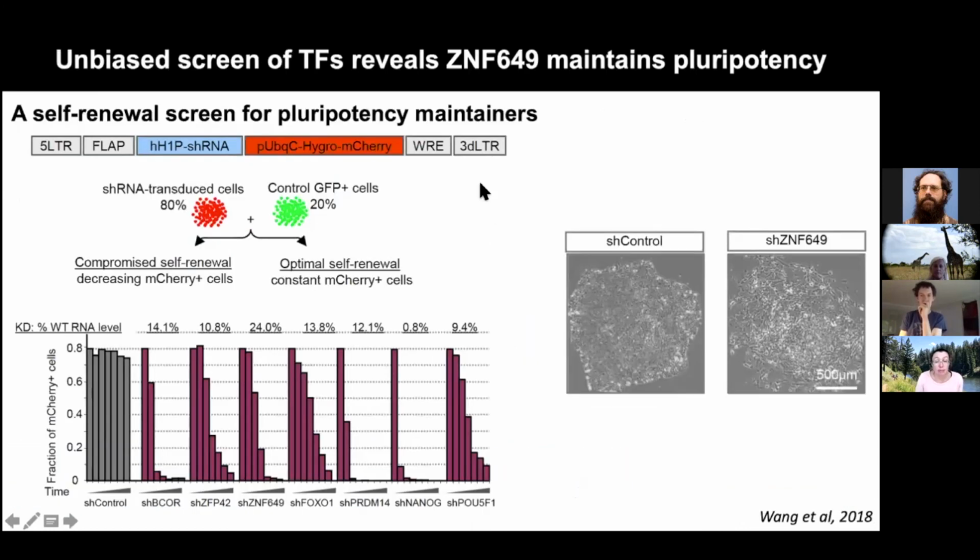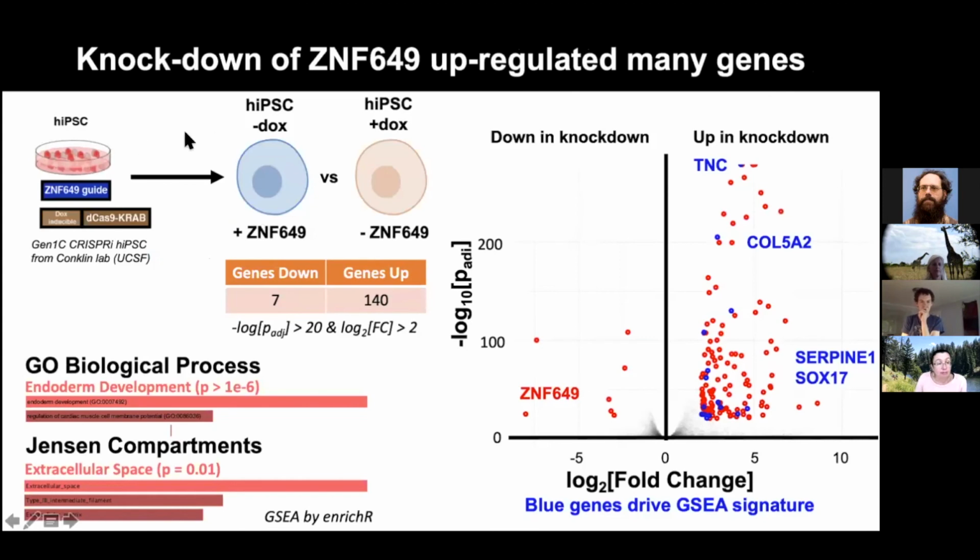And so one clue comes from work that was done completely independently, where they were doing a screen for pluripotency factors, and actually ZNF649 came up as a factor that was required for maintenance of pluripotency. And so in our lab, to explore this a little bit further, we've been doing our work in pluripotent stem cells, and I told you that ZNF649 is highly expressed in pluripotent stem cells, and that's where it seems to be important in regulating these line 1 elements.